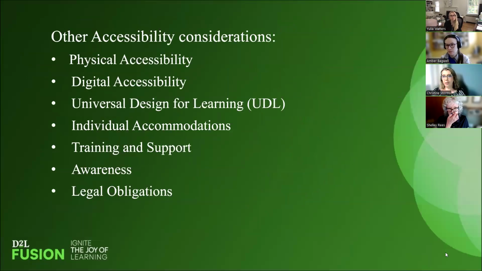Other accessibility considerations are going to include that physical accessibility that I just mentioned, digital accessibility, the universal design for learning, which we will discuss a little bit later, and those individual accommodations that we're going to have to make for students on IEPs that have those disabilities, along with training and support for faculty and staff, complete awareness, and legal obligations such as the Americans with Disabilities Act.